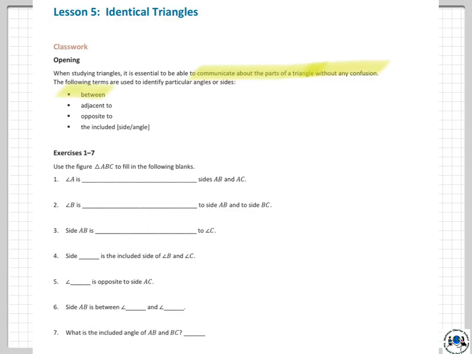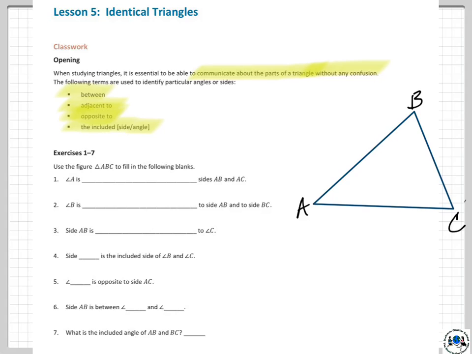Words such as between, adjacent to, and we've talked about adjacent angles, like next to one another, opposite to, and the included. That could refer to either a side or an angle. You're going to use figure triangle ABC to fill in the following blanks once I give it to you. There it is, triangle ABC.